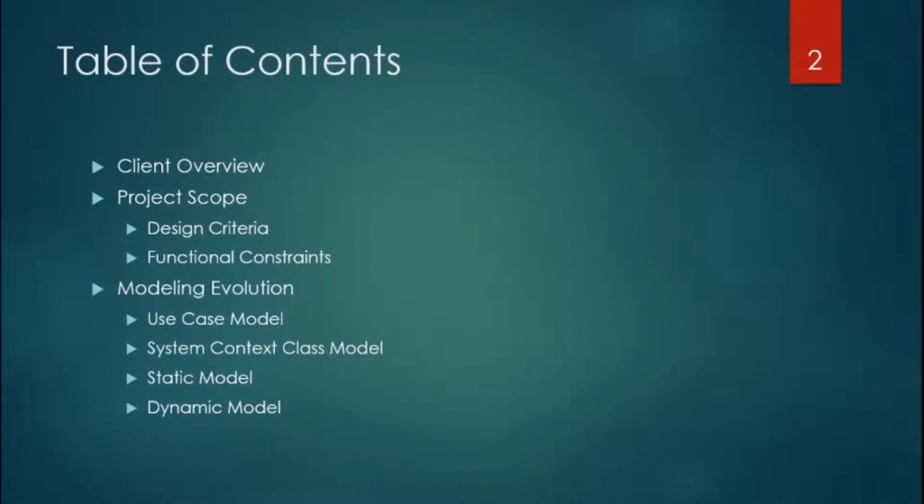Here we have a brief overview of what we'll be covering today. First, we'll look at client overview, move on to project scope, and look at design criteria and functional constraints. And then we'll move on to modeling evolution. We'll look at the use case model, the system context class model, the static model, and finally, the dynamic model.